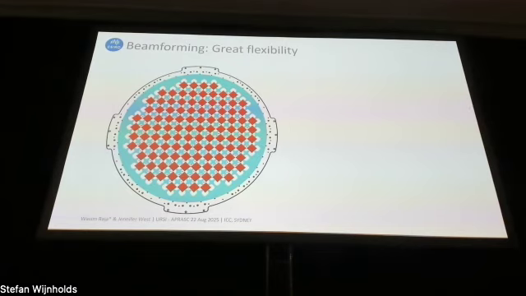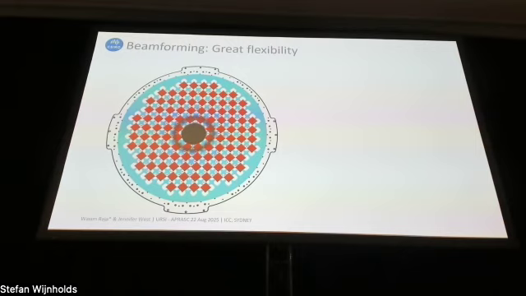If you look at the cross section of a PAF, those 188 elements are arranged in a layout like this. What this allows us to do is to manipulate electronically the gains of each of these elements to form beams.